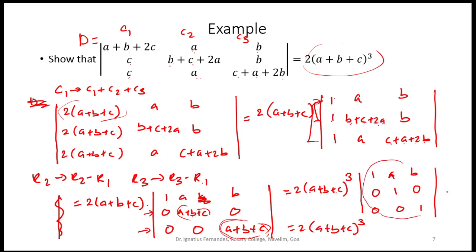If we compute the value of this determinant, that will come to 1, and that's exactly what we are trying to show. So we have used column transformations and row transformations to show that this determinant is equal to this. This could also, of course, be solved manually, and you can try it to show that this determinant is equal to this.